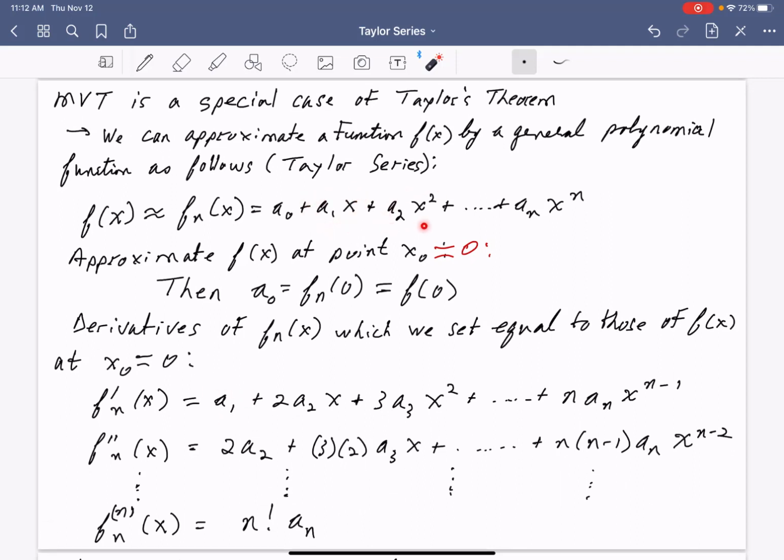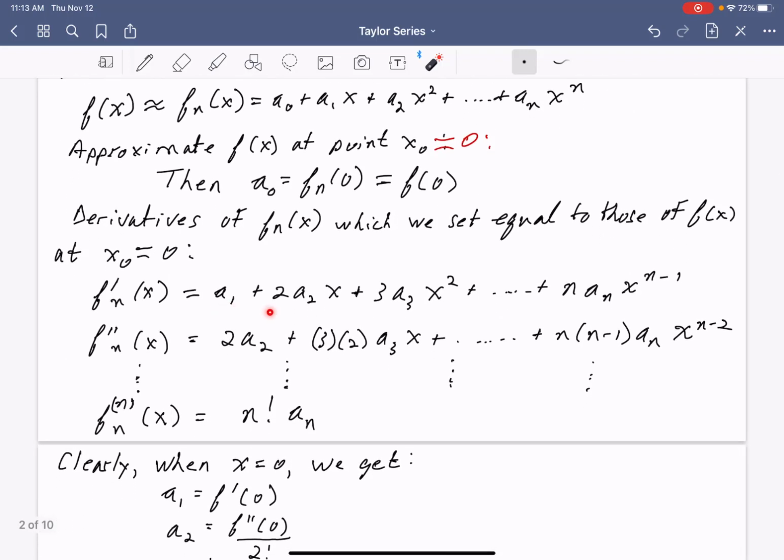The first derivative of that term is a1. First derivative of this term is 2a2x, and the derivative is given by a1 plus 2a2x plus 3a3x squared plus up to the nth term, n times an times x raised to the power n minus 1. Then we take the second derivative, which is simply the derivative of this function, and that gives us 2a2 plus 6a3x, and so on till we get n times n minus 1 times an x to the n minus 2.